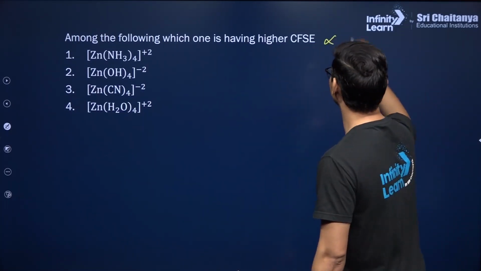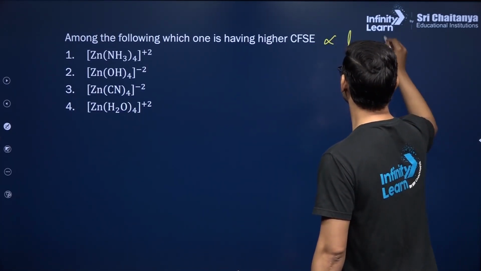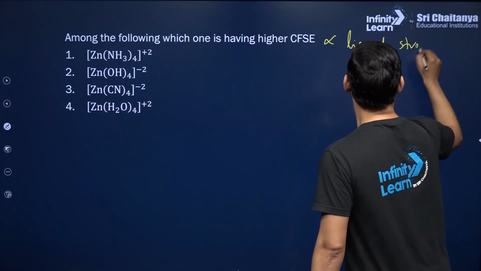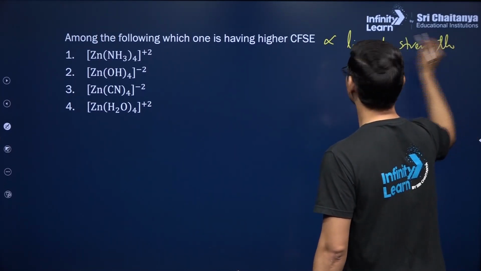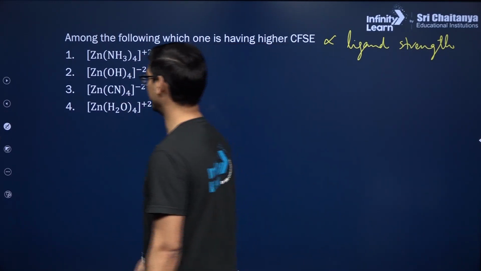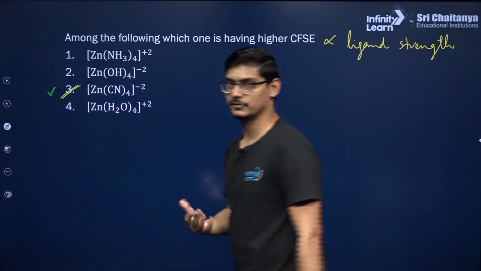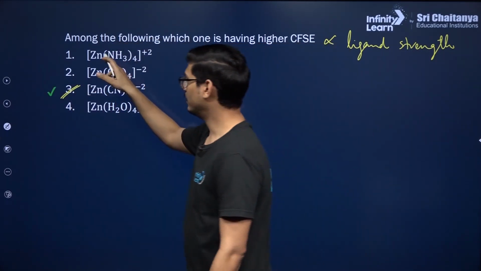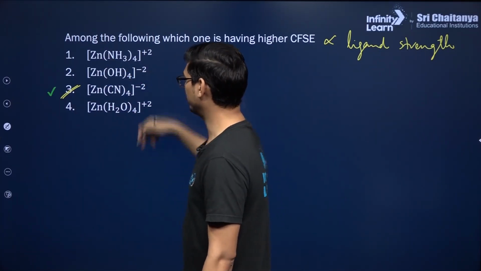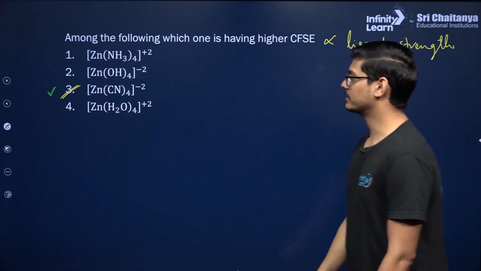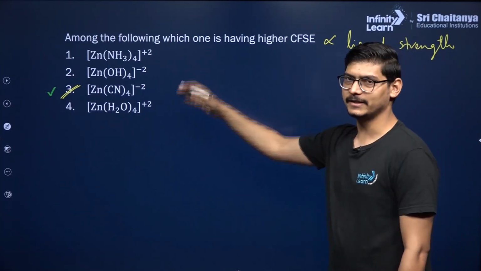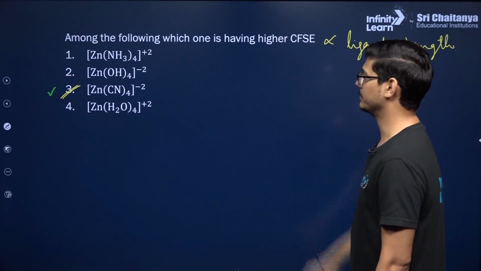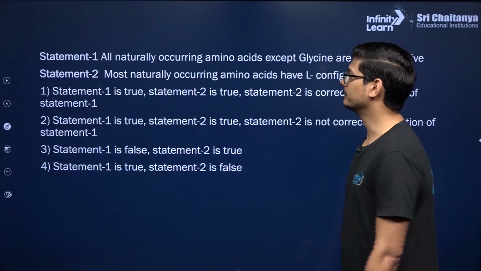Next question, which one is having higher CFSE? Remember, it is directly proportional to the ligand strength, right? So ammonia, hydroxide, cyanide, water, which is the strongest ligand? Of course cyanide. The other factors are the same, metal is same, oxidation number is same, type of complex is same, right? So cyanide is the strongest ligand, it will exhibit maximum crystal field splitting energy.